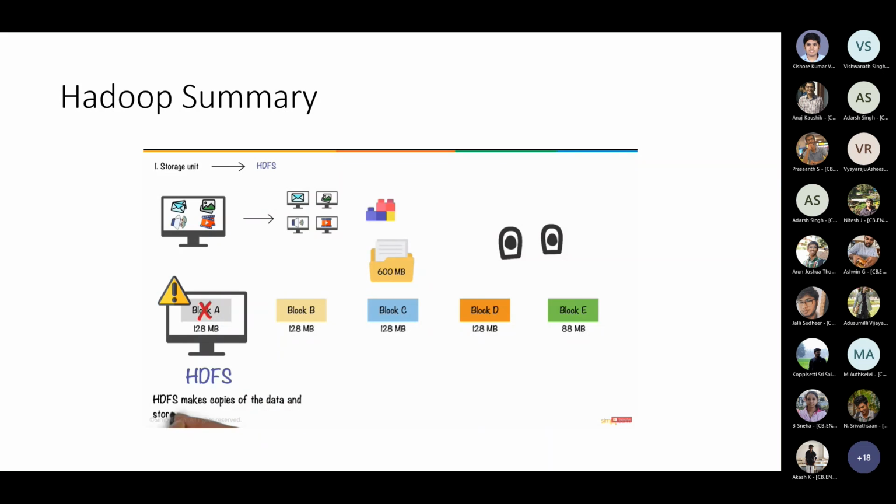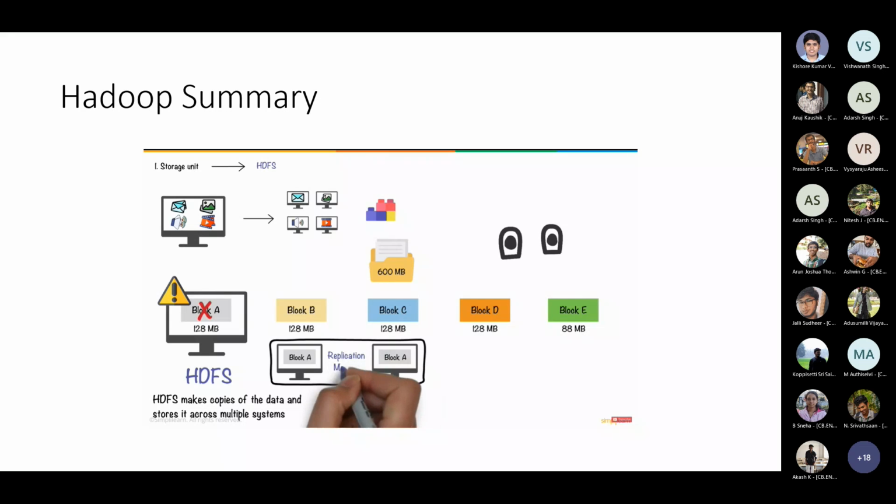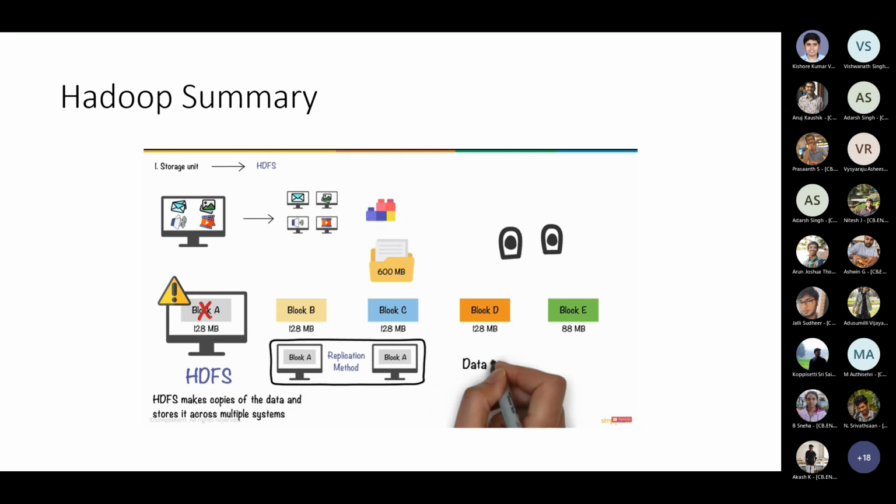HDFS makes copies of the data and stores it across multiple systems. For example, when block A is created, it is replicated with a replication factor of 3 and stored on different data nodes. This is termed the replication method. By doing so, data is not lost at any cost, even if one data node crashes, making HDFS fault tolerant.